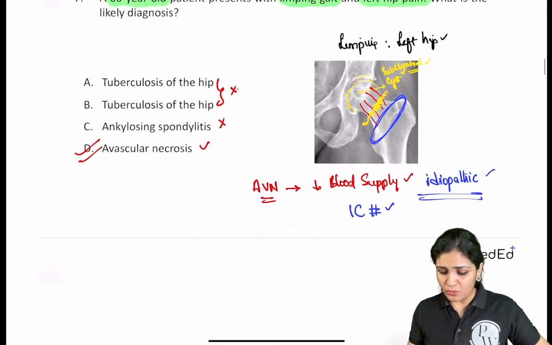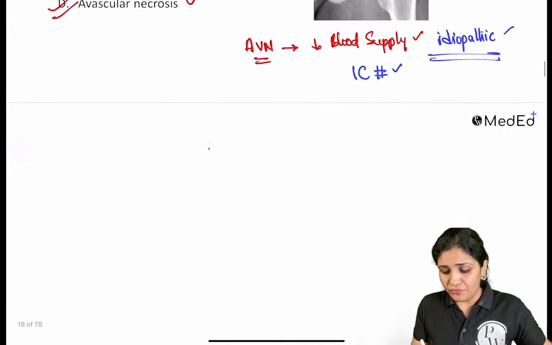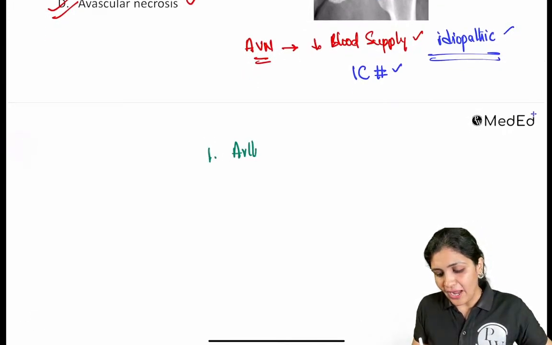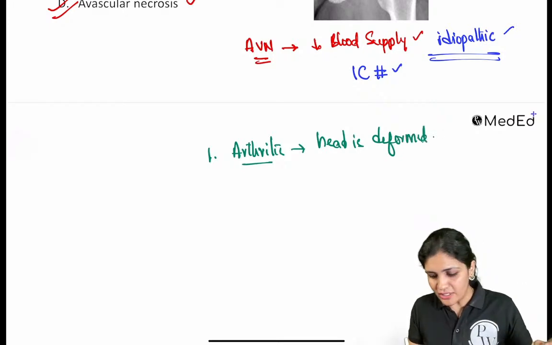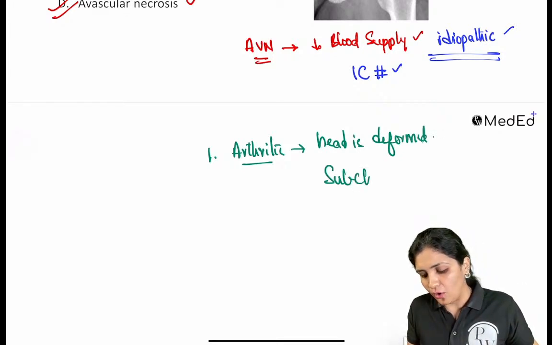But what is important here is what are the features of avascular necrosis? The first, there will always be features of arthritis where you see that the head is deformed. The head is deformed where the sphericity, the spherical shape of the head is lost, and you will see this subchondral cyst.